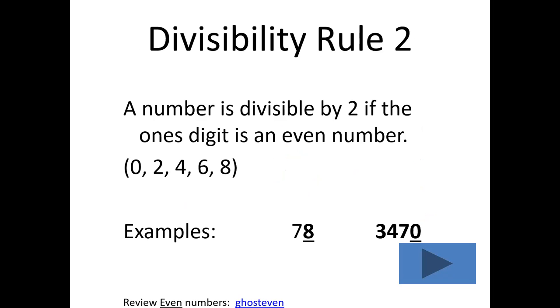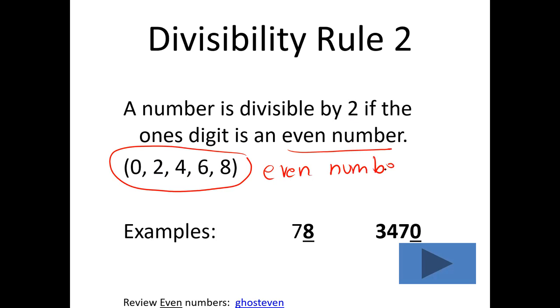Now we will start with the first rule: which numbers are divisible by 2. A number is divisible by 2, I mean it is in table 2, if the ones digit is an even number. What are the even numbers? 0, 2, 4, 6, or 8. We call these numbers even numbers. When do we say a number is divisible by 2? Just look at the ones digit. If it's 0 or 2 or 4 or 6 or 8, then it's divisible by 2.